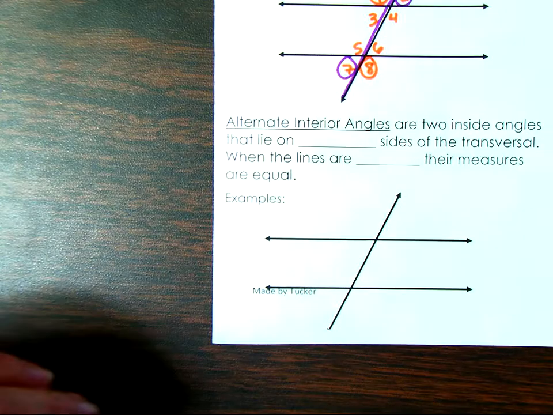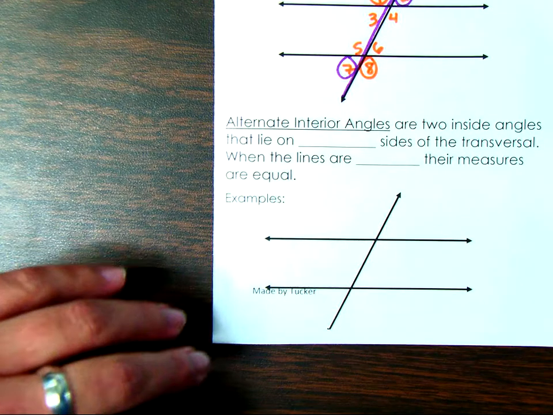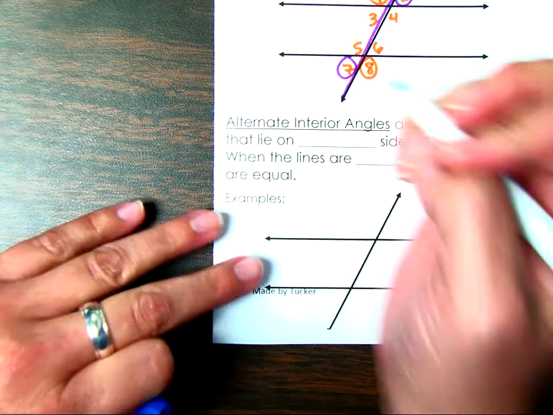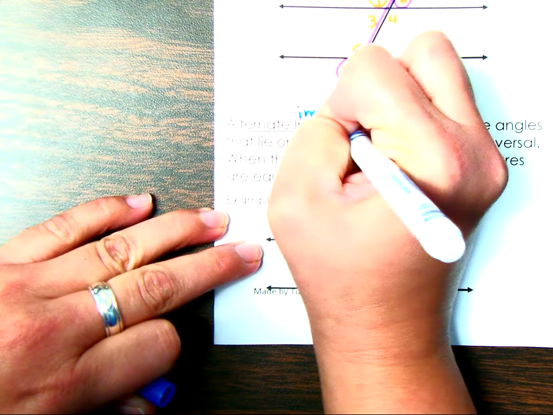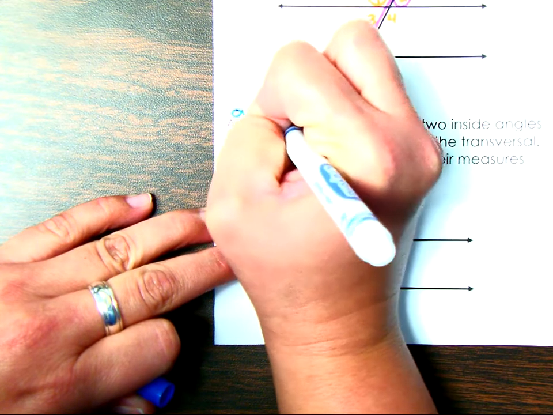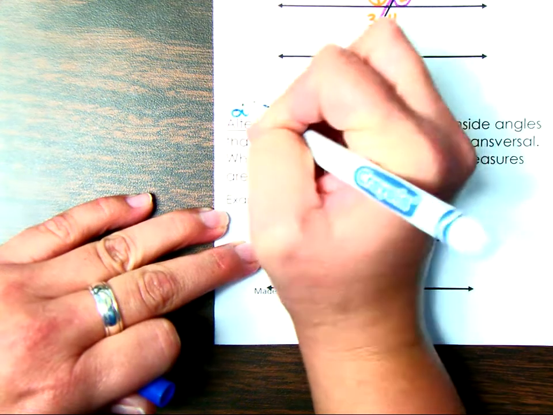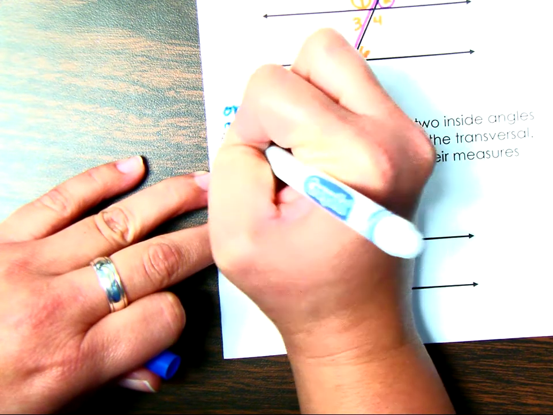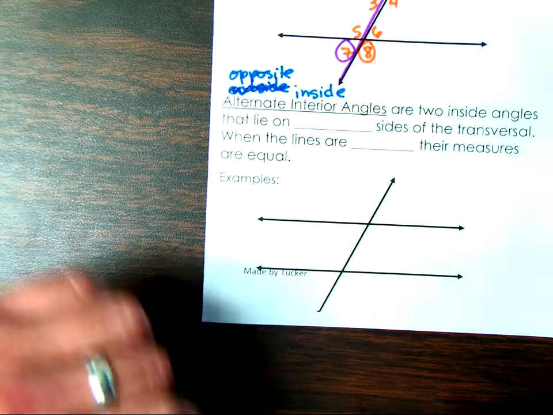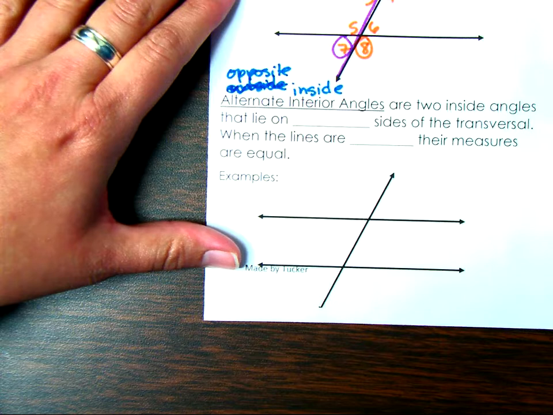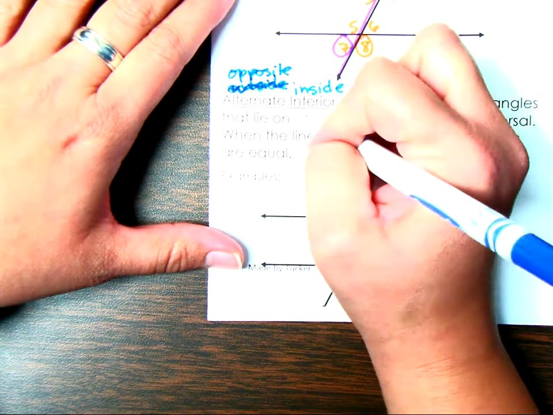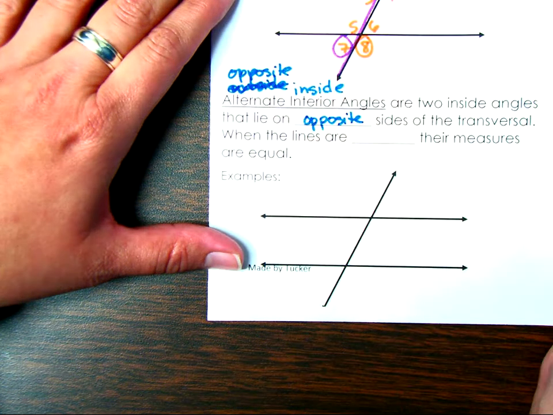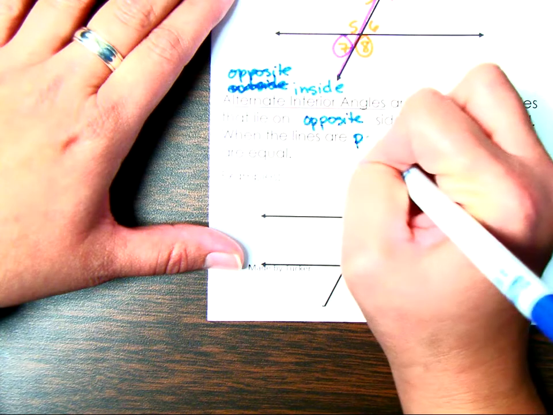So alternate interior, well again, alternate means opposite. Interior means inside. I got ahead of myself. So we want the opposite inside angles. I meant to write opposite and I wrote outside. Good thing I double checked. So these are the 2 angles that lie opposite sides of the transversal. When the lines are parallel, their measures are equal.